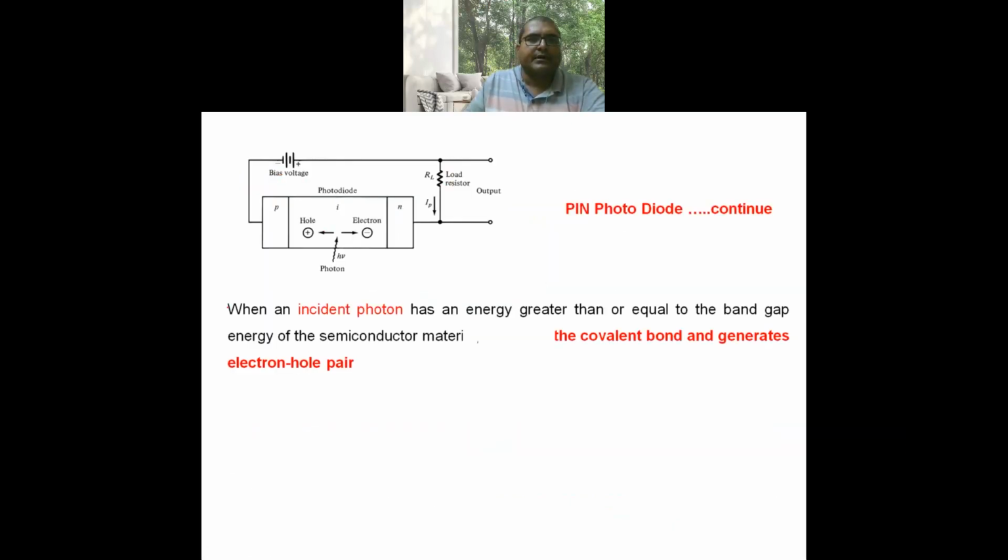Now, when a photon is incident on the intrinsic region, and the incident photon has energy greater than or equal to the band gap energy of the semiconductor material, it breaks the covalent bond and generates an electron-hole pair in the intrinsic region. The incident photon breaks the covalent bond so that free electron-hole pairs get generated.